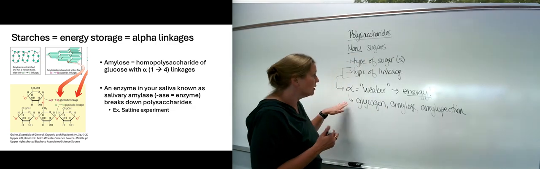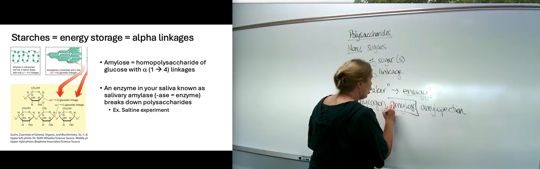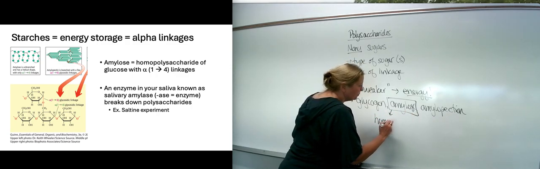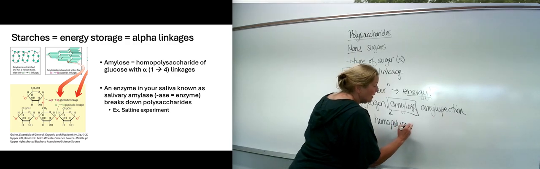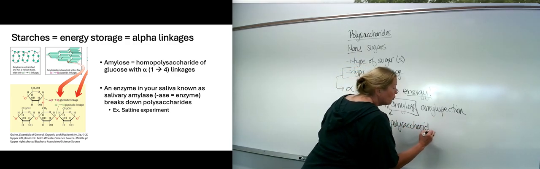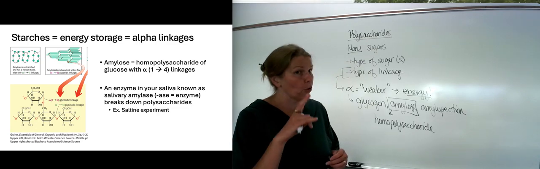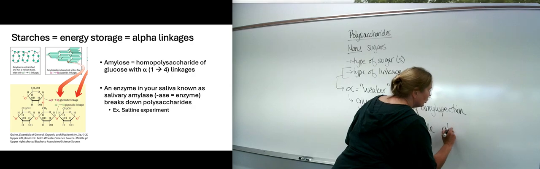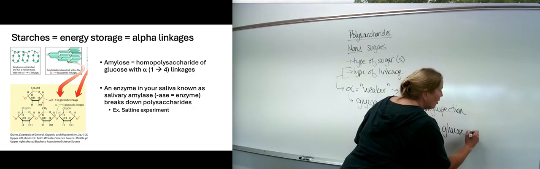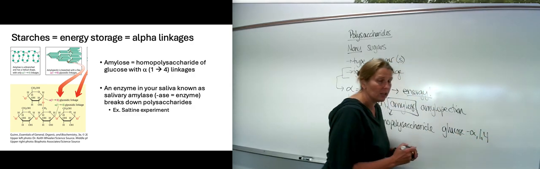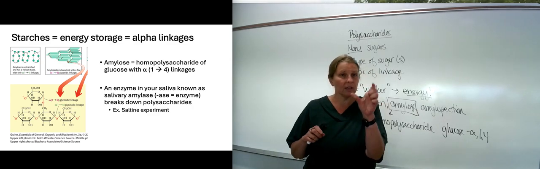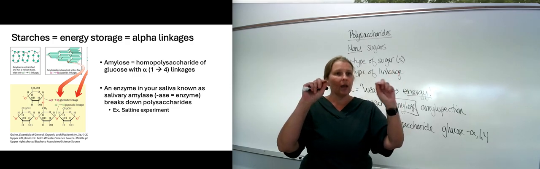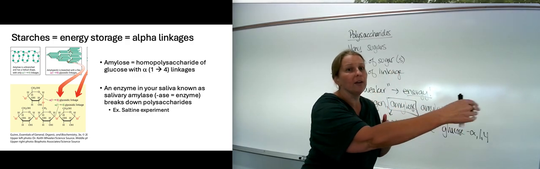So amylose is what we're going to start with first. Remember, ose tells us we're looking at a sugar. Amylose is a homopolysaccharide. Again, that means the same sugar repeated over and over again, more than two, many. It's a homopolysaccharide of glucose with alpha 1,4 linkages. So you have a glucose, alpha, meaning opposite, carbon 1 bound to carbon 4, and you repeat that over and over again.